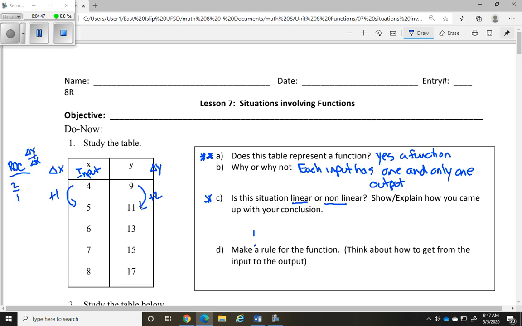Next, from 11 to 13 goes up 2. 5 to 6 goes up 1. Second rate of change is 2 over 1. So far looks constant. You can't decide if it's constant until you look at the entire table though. Up 2, up 1, 2 over 1, up 2, up 1, 2 over 1. The rate of change is the same the whole way through, therefore we say it's constant. So linear or nonlinear? It's linear.